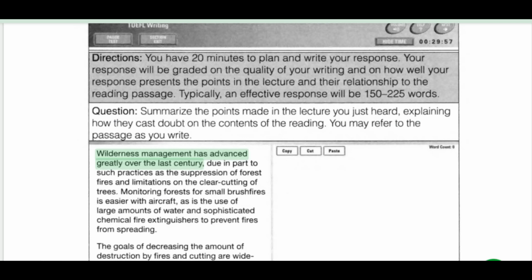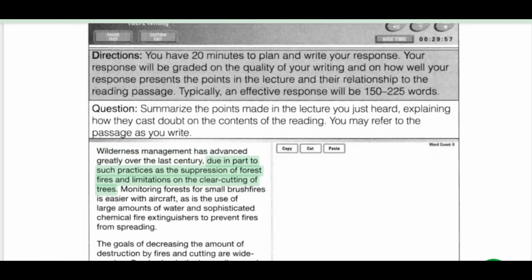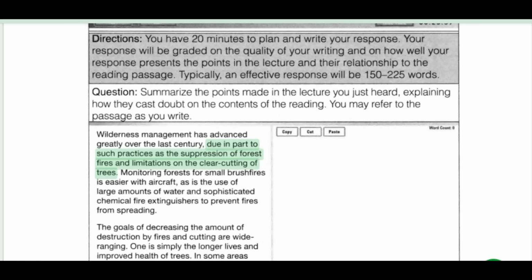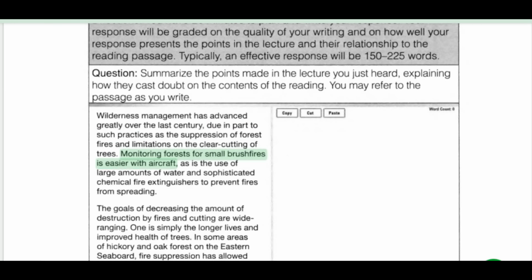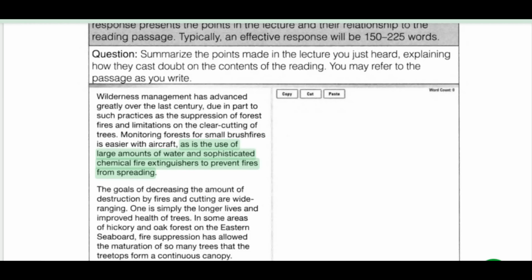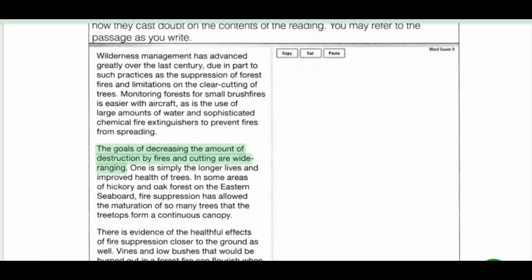Wilderness management has advanced greatly over the last century, due in part to such practices as the suppression of forest fires and limitations on the clear-cutting of trees. Monitoring forests for small brush fires is easier with aircraft, as is the use of large amounts of water and sophisticated chemical fire extinguishers to prevent fires from spreading. The goals of decreasing the amount of destruction by fires and cutting are wide-ranging.